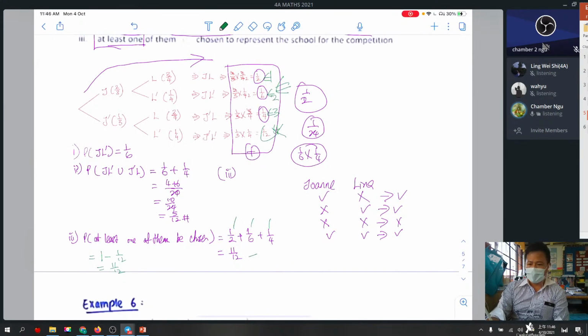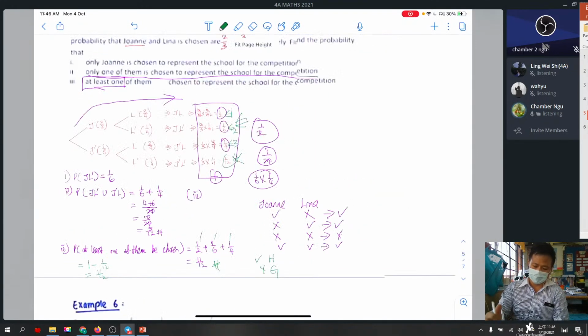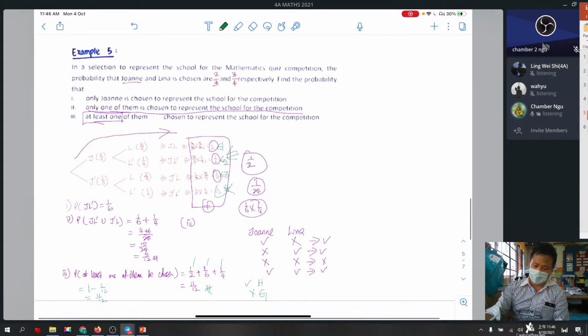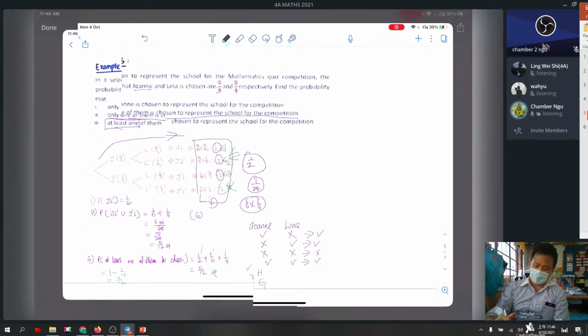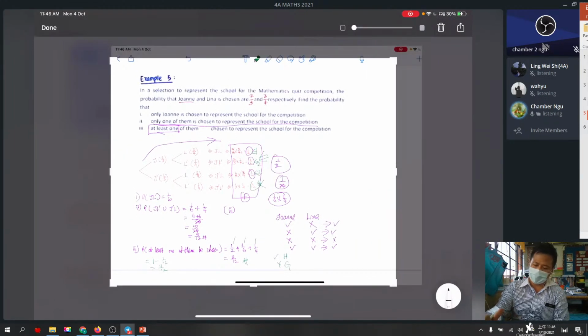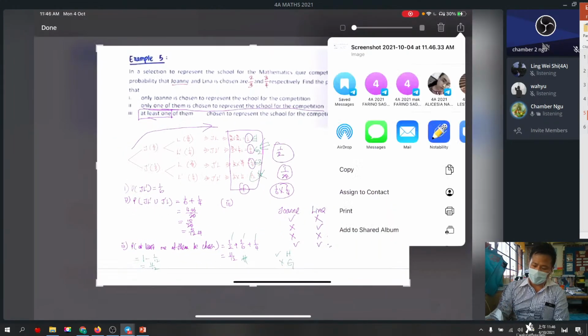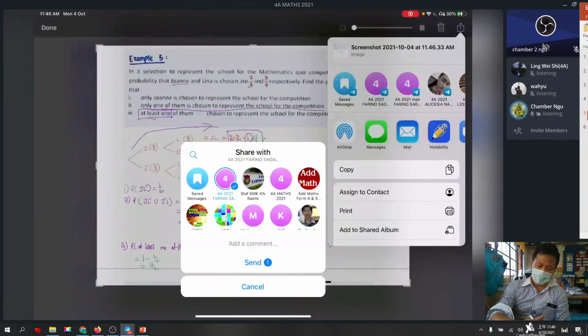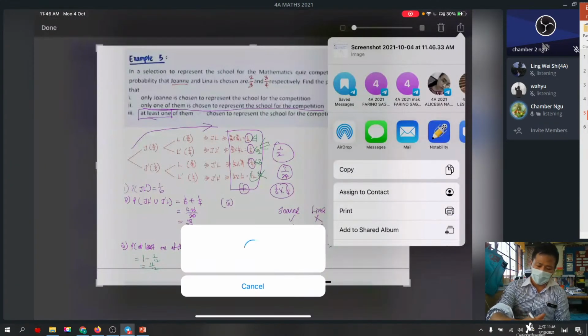Clear or not? Yes, reply me H. If not, reply me G. Boleh semua? So, masa kita hampir sampai sudah. Okay, actually I have one more example lah. Never mind. That one we continue tomorrow.